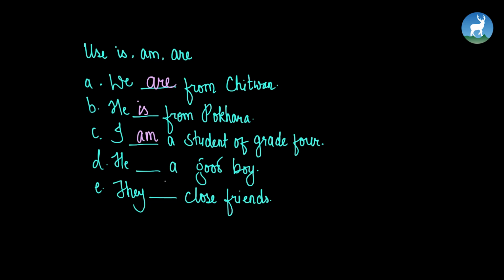I hope you all are getting it correct. What's in number D? It's asking, "He dash a good boy." Again, of course, we'll be using is for he. They. What kind of pronoun is they? They is a plural pronoun. So, for plural pronouns, we use are. Alright, I hope you learned something about the use of is, am, and are.